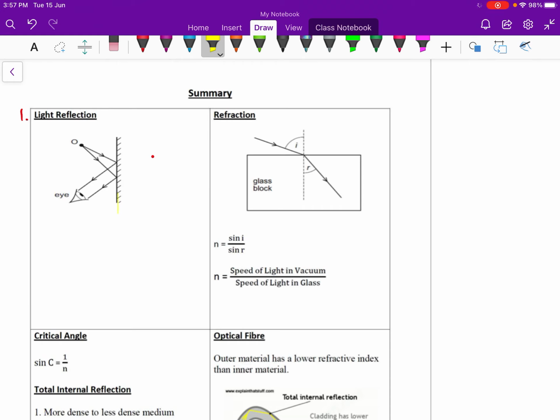So regular reflection is like this. Regular reflection means the light will bounce off a very smooth surface in a parallel configuration. If I have this very smooth surface, this light ray will get reflected parallel. And with regular reflection, we can see our own image.